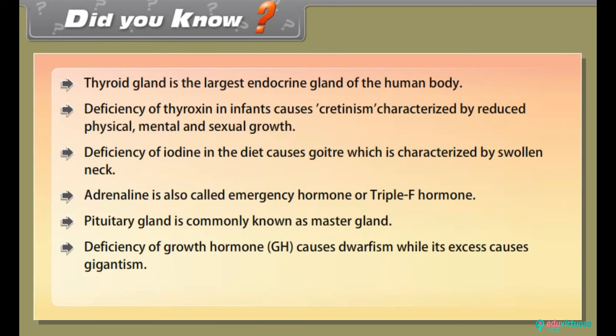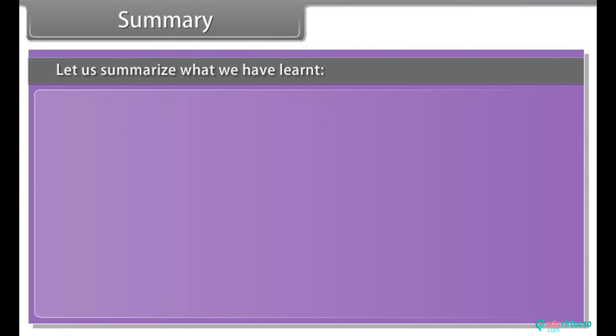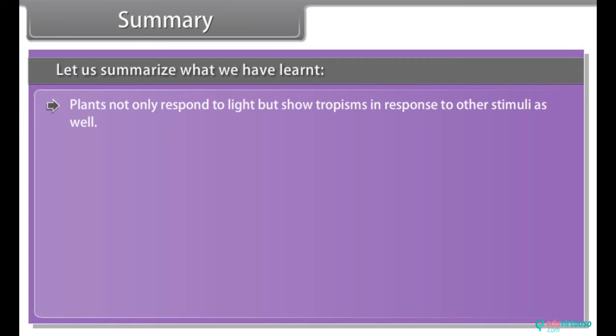Deficiency of growth hormone, GH, causes dwarfism, while its excess causes gigantism. Deficiency of insulin causes diabetes. Summary. Let us summarize what we have learned. Plants do not only respond to light, but show tropisms in response to other stimuli.